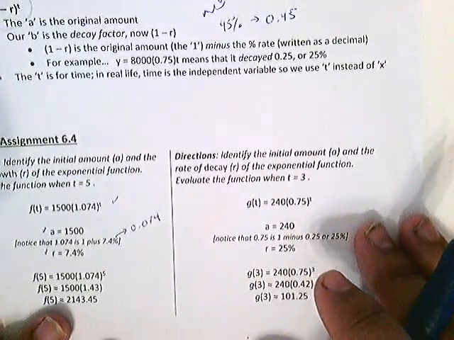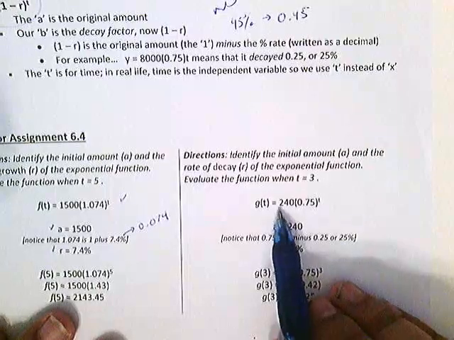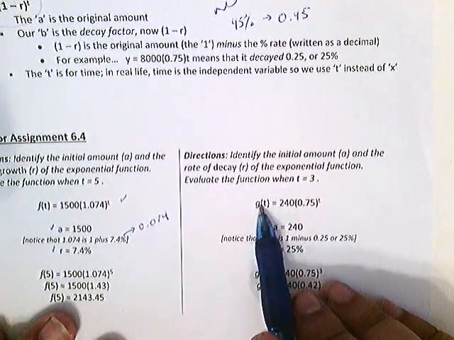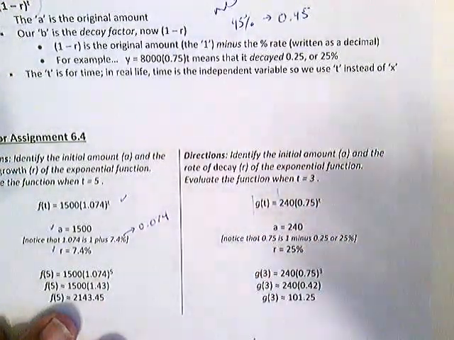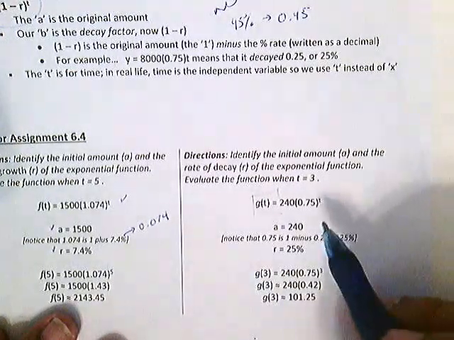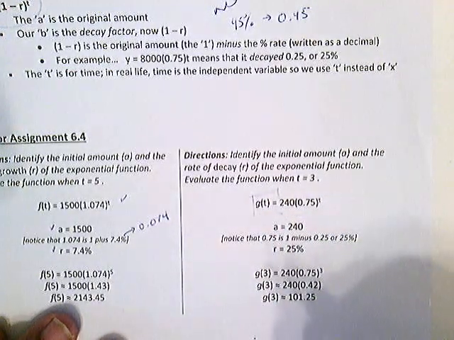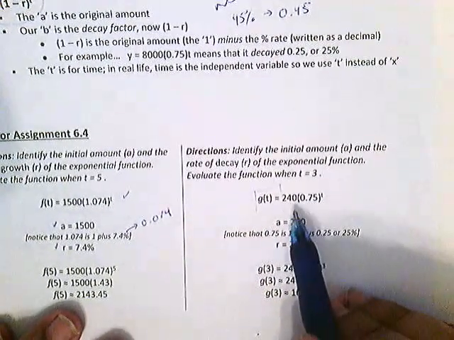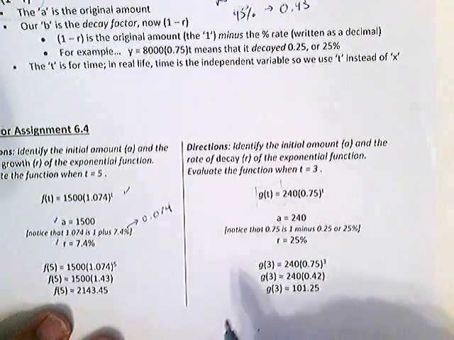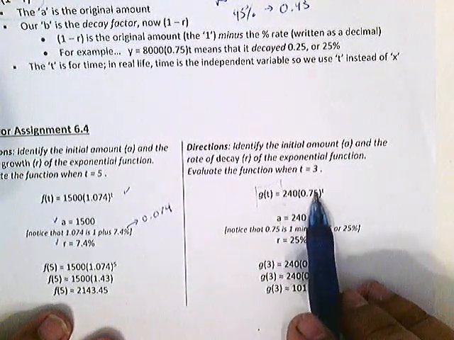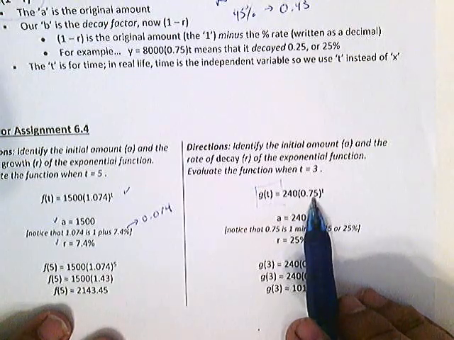Now, here's another one. Okay, they give us another equation. It's a function. Okay, that's what this label means. Just a label that's reminding us this is a function. If you put in the t, you'll get the answer. All right. Now, they first want us to identify which one is the A. There's the A, 240. They want us to identify how much was the rate.